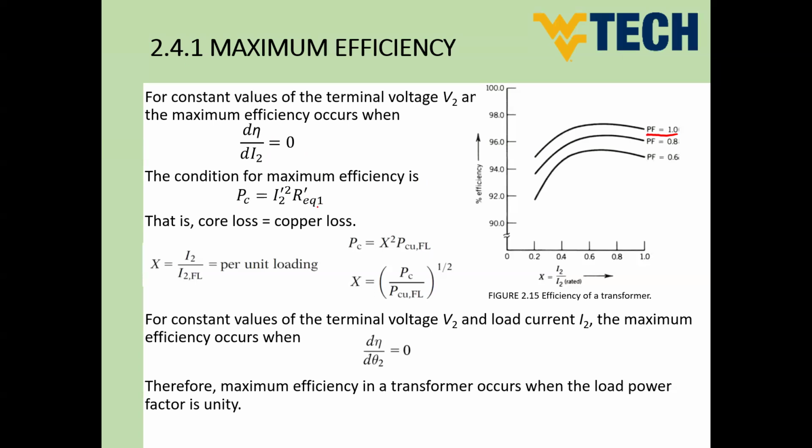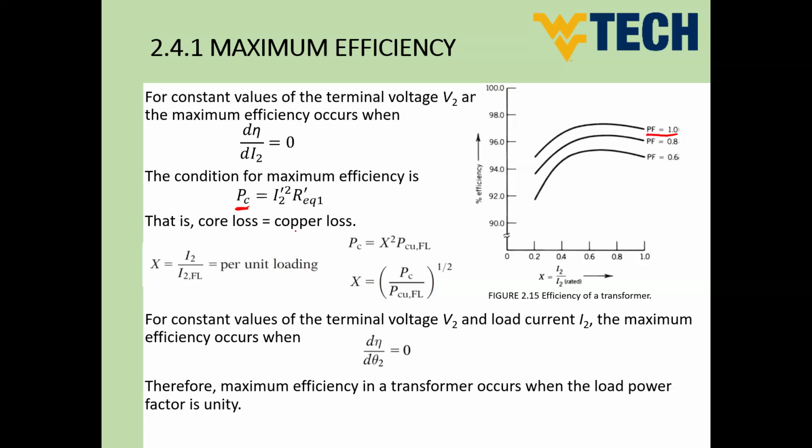P core equals P copper, because P core is constant. So this means the maximum efficiency will occur if I2 prime equals the value that provides copper loss equal to core loss. So this is the condition to have maximum efficiency.